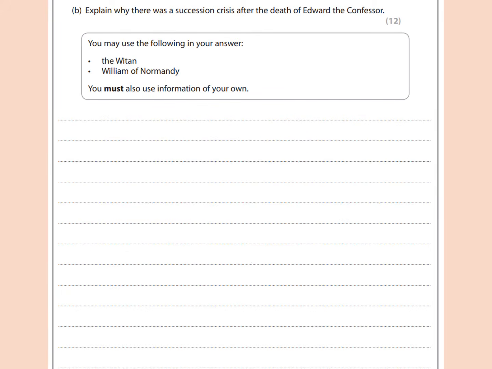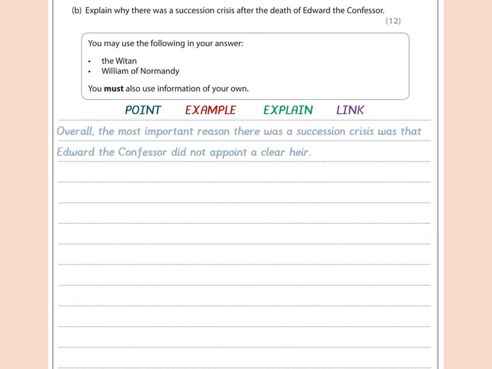Once you've given enough examples, you'll want to conclude with a short summary as to what was the most important, whether there was an overall theme as to why there was a succession crisis. So let's have a look at my attempt at this. Again, I'll be bringing in some of my own knowledge here and explaining in relation to the question.